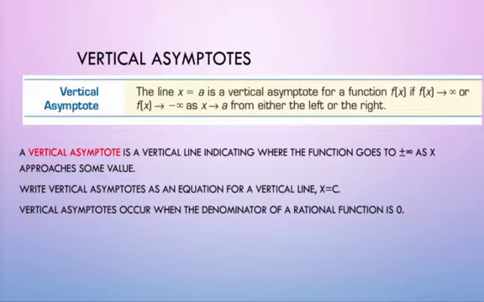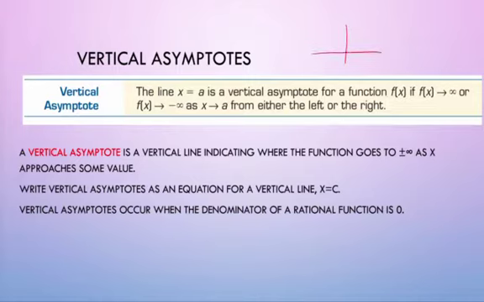The definition of a vertical asymptote: the line x equals a is a vertical asymptote for the function f of x if f of x approaches infinity or f of x approaches negative infinity as x approaches a from either the left or the right. So it's a vertical line indicating where the function goes to positive or negative infinity as x approaches some value.